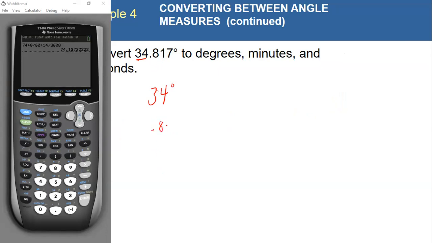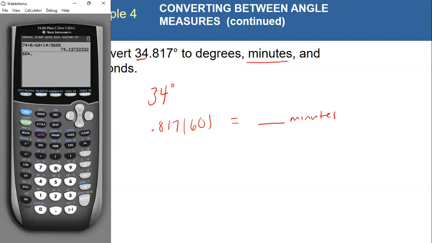So now we're going to start off with the decimal. We're at 0.817. We're going to first find out how many minutes that is. So for 0.817, instead of dividing by 60, we're now going to multiply by 60. And that's going to tell us how many approximate minutes we have. So we already know our degrees is 34. Then we're going to use the decimal to figure out the minutes and the seconds. What we just did was division, so to undo that, we're going to multiply.